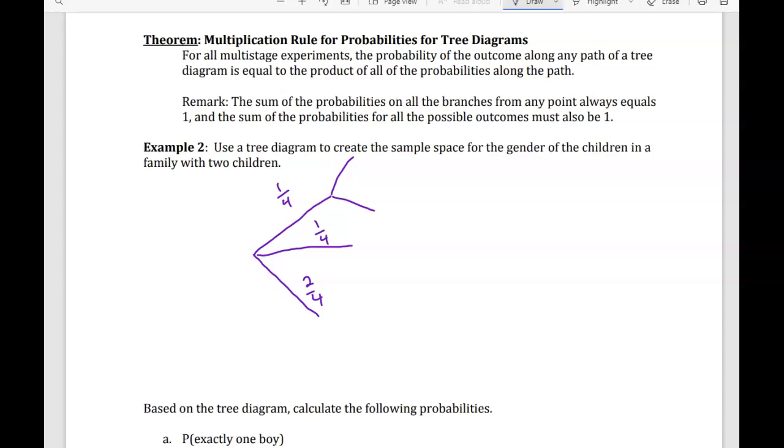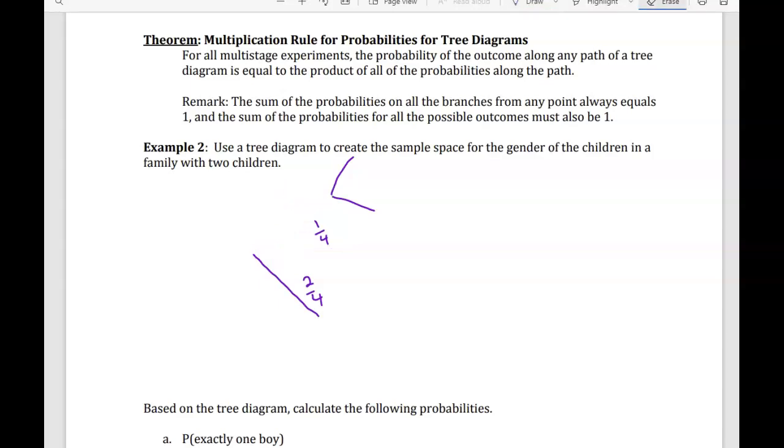So whenever you're talking about a tree diagram, you want to look at when you break off from a single point, all the branches, the probabilities must add up to 1. And then to get the probability for the entire outcome, you're going to multiply the probabilities along that path from the original starting point.